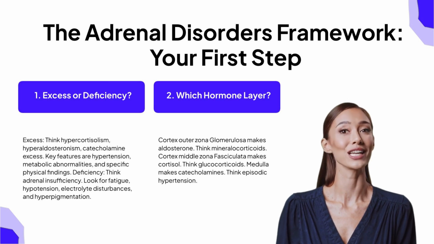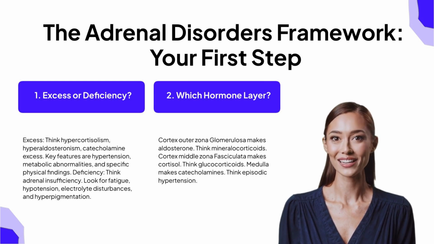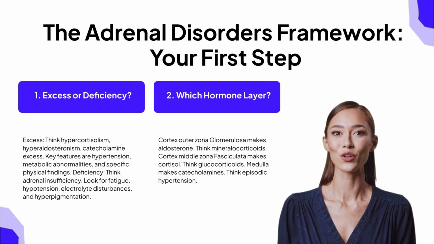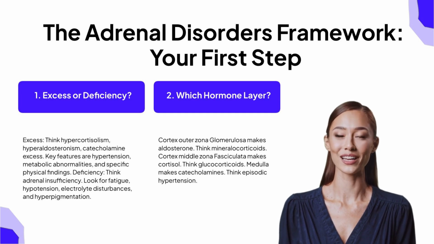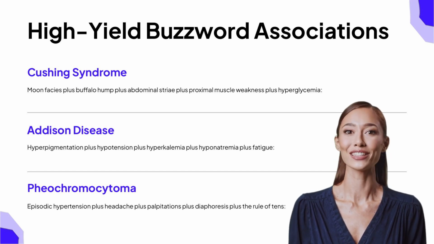Next, think about which layer of the adrenal gland is involved. Remember the mnemonic: the deeper you go, the sweeter it gets. Salt, sugar, sex steroids from outer to inner cortex. Then the medulla makes catecholamines. This framework helps you immediately narrow your differential when you read a stem. Let us drill the buzzwords that should trigger immediate pattern recognition.